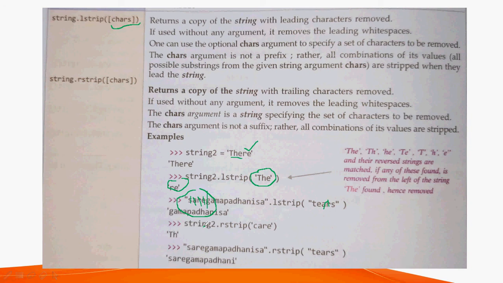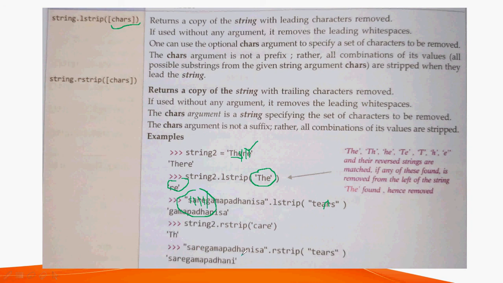Now let us see the R strip. String 2 dot R strip CARE. C is not there, so it cannot be taken out. But A is not there. R is there, and E is also there. So THERE, the E and R appearing at the end need to be taken out. So TH will be returned.